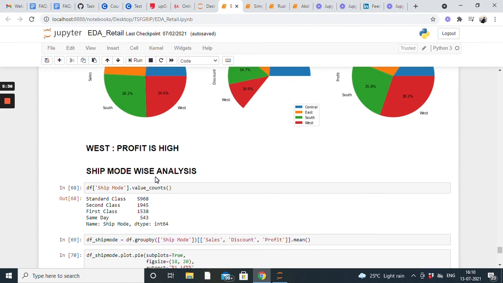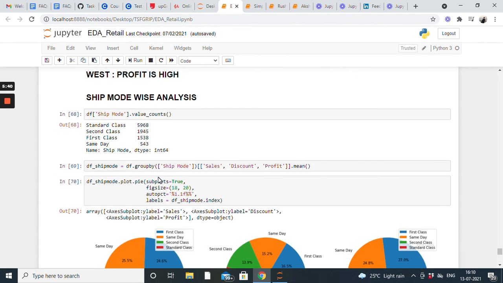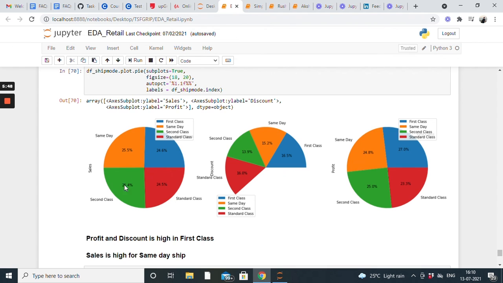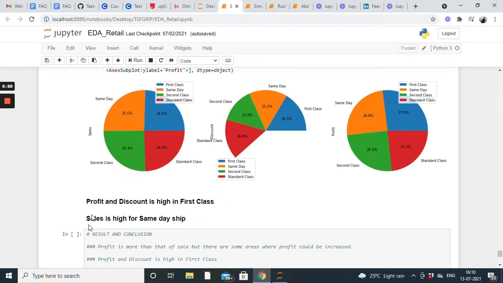As per ship mode analysis, we go with the same group by ship mode, with sales, profit and discount, and we take the mean value here. By default we can conclude that profit and discount are high in first class. Sales is high for same-day ship; whenever the shipping is on the same day, they have high sales.